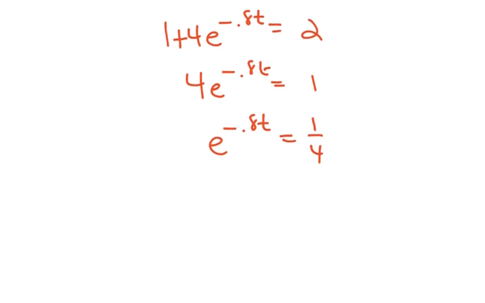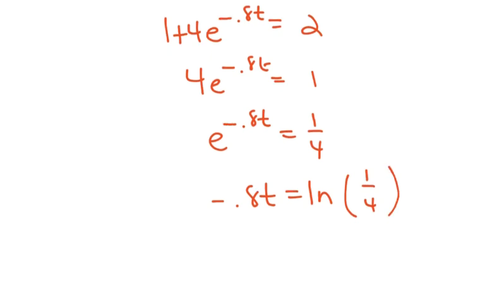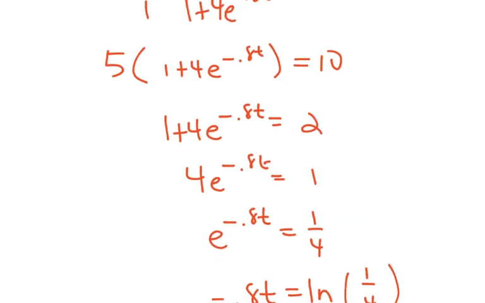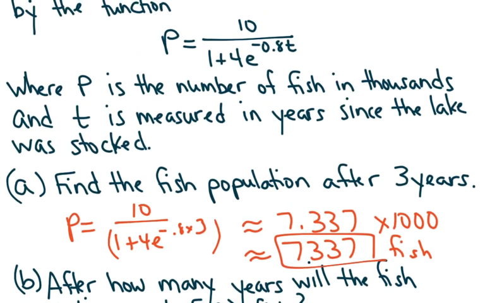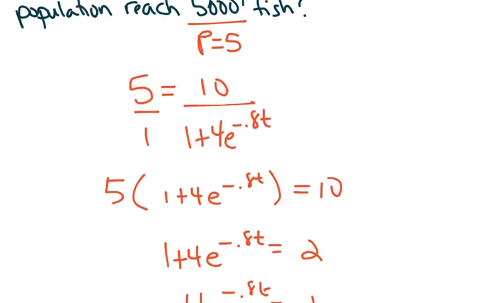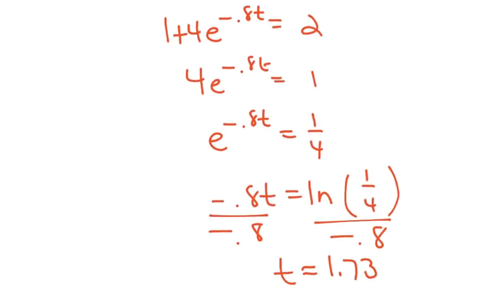And now I can take the natural log, because I can take the natural log of a positive. And then I'm going to divide that answer by negative 0.8. And I'm going to find out that t is approximately 1.73. And what was it in years? Where t is measured in years since the lake was stocked. So it'll take 1.73 years since it was stocked.